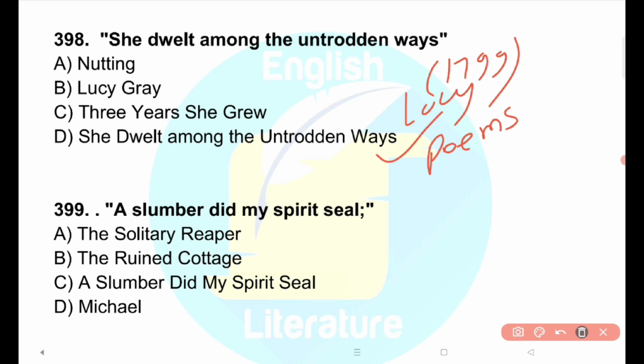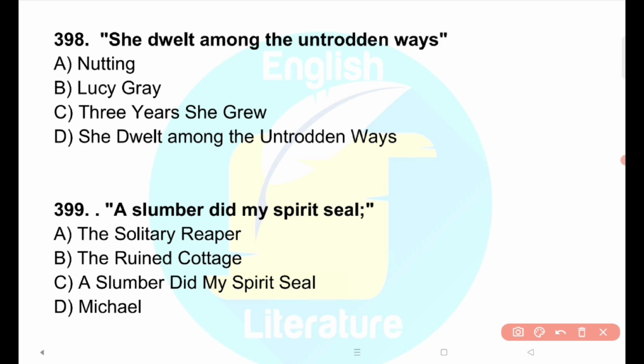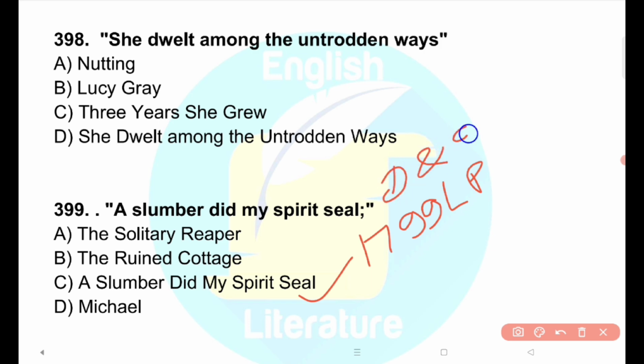A slumber did my spirit seal. This is the opening line of A Slumber Did My Spirit Seal, 1799, another of the Lucy poems. It reflects on death, immortality, and the passage of time.